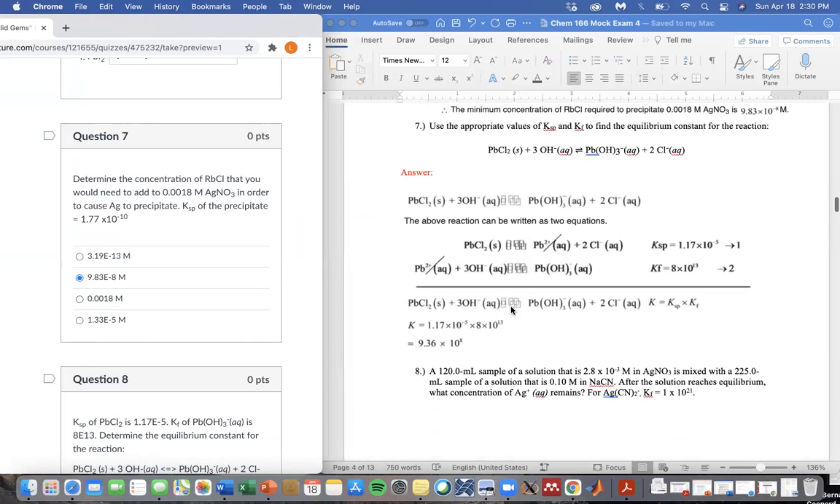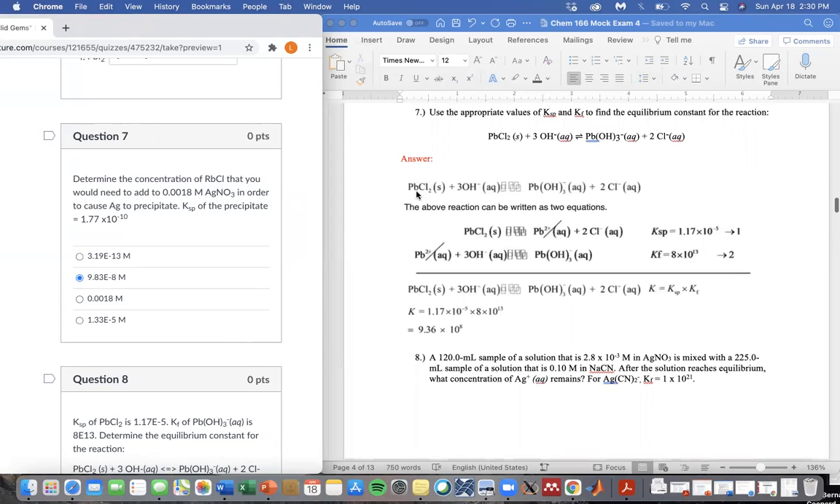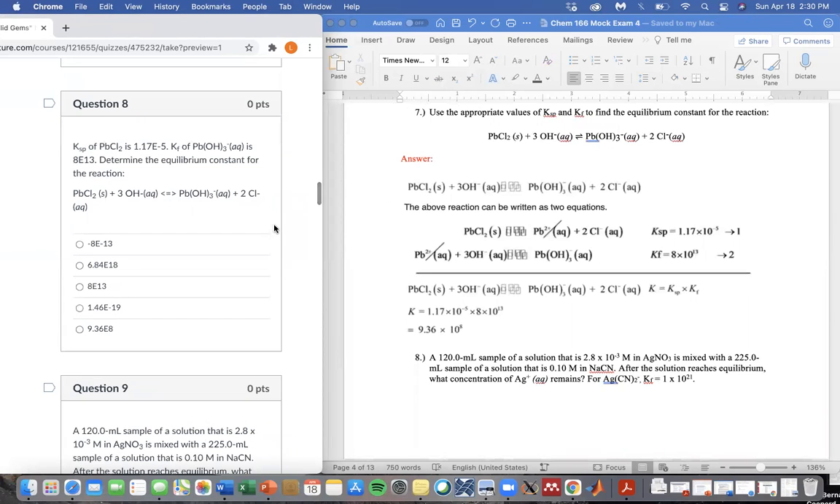So for the next one, you're trying to find your equilibrium constant for this reaction. So it's PbCl2 plus 3OH minus yields Pb(OH)3 minus and 2Cl minus. And so what you want to think about here is you have a Ksp and you have a Kf value. What you're trying to do is use those two Ksp, Kf values to create this expression here.